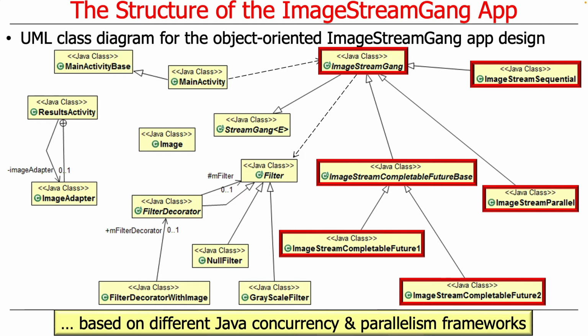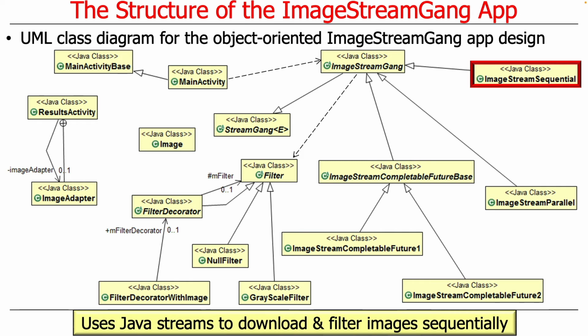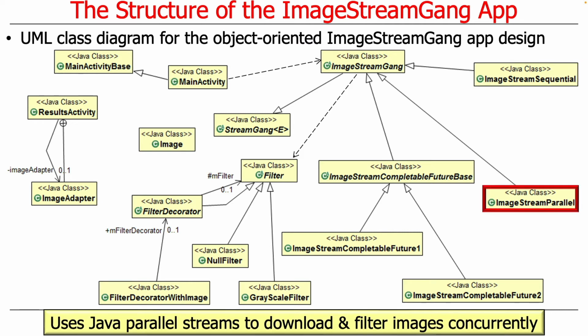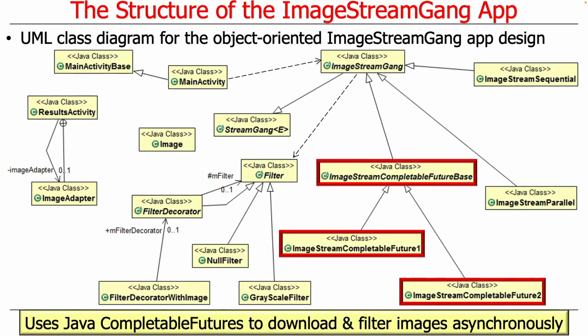So it probably wouldn't surprise you that ImageStreamSequential is the sequential version of this stuff. So it uses a sequential stream to download and filter images sequentially. The ImageStreamParallel, surprise, surprise, uses parallel streams to download and filter the images in parallel. And then we've got other stuff which uses completable futures, and there's a couple different variants of that. And then we're going to have reactive streams. I couldn't even fit it all in one slide. But the point is that the interactions between these various elements in the software architecture are well thought out, and they build on each other.